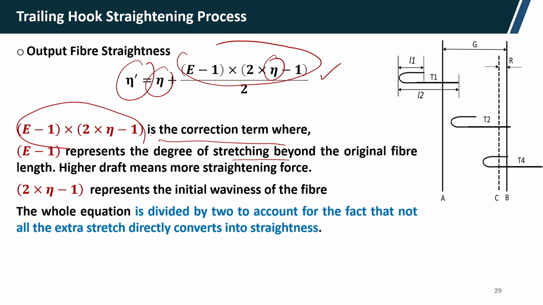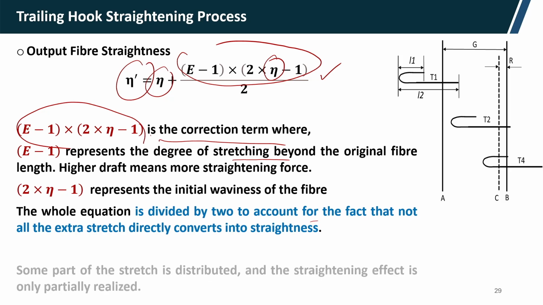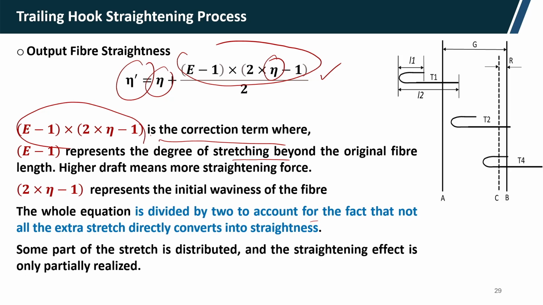The whole equation is divided by 2 to account for the fact that not all extra stretch directly converts into straightness. So, we are trying to average out; some part of the stretch is distributed, and the straightening effect is only partially realized.